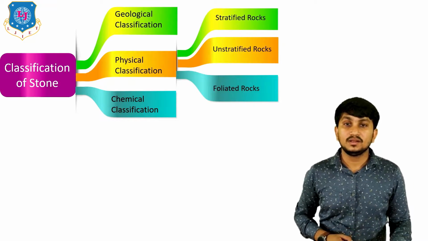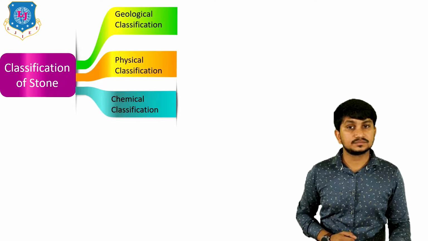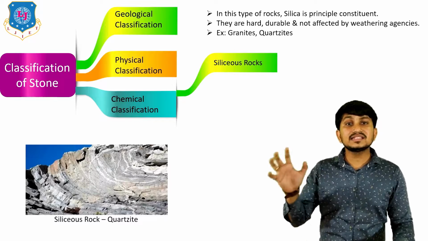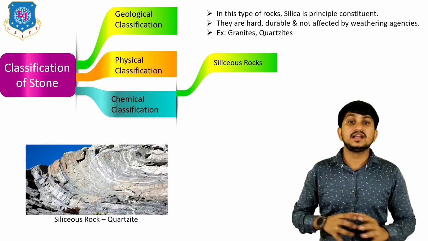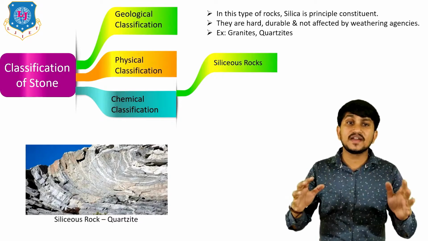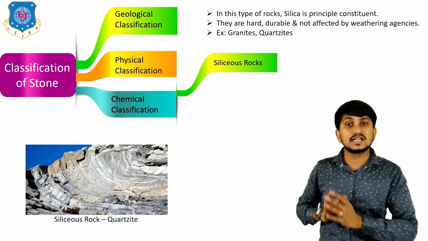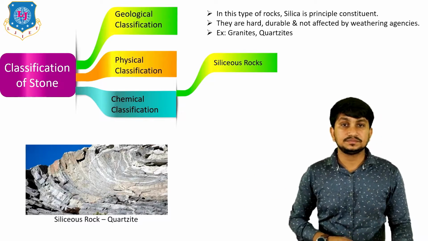Now let's discuss the chemical classification, in which first type is siliceous rocks. In this type of rock, silica is the principal constituent. They are hard, durable and not affected by weathering agencies. The examples of siliceous rocks are granites and quartzites. This figure is of quartzites.